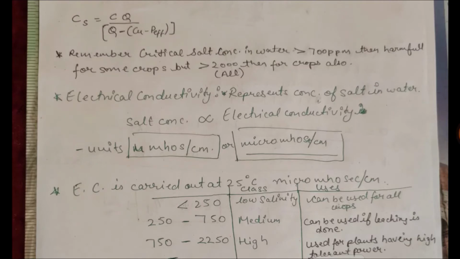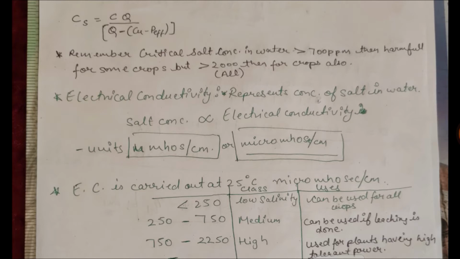And now we come to the next topic, electrical conductivity, which is part of the topic of quality of water. We have seen the formula Cs = CQ / (Q - CU - PEF). PEF was the effective rainfall, and CU is the consumptive use. And remember, critical salt concentration in water should be greater than 700 ppm.